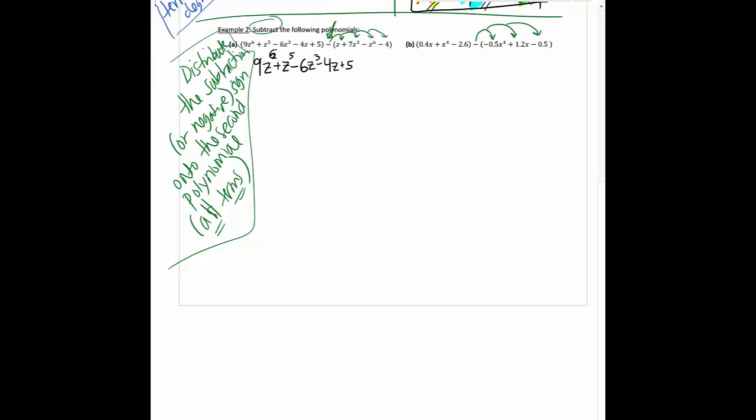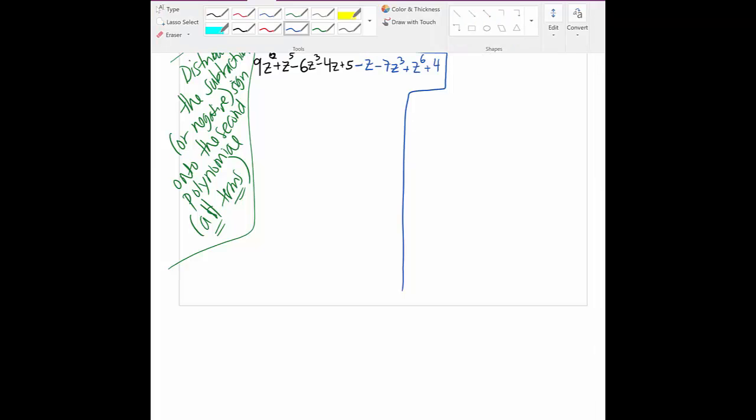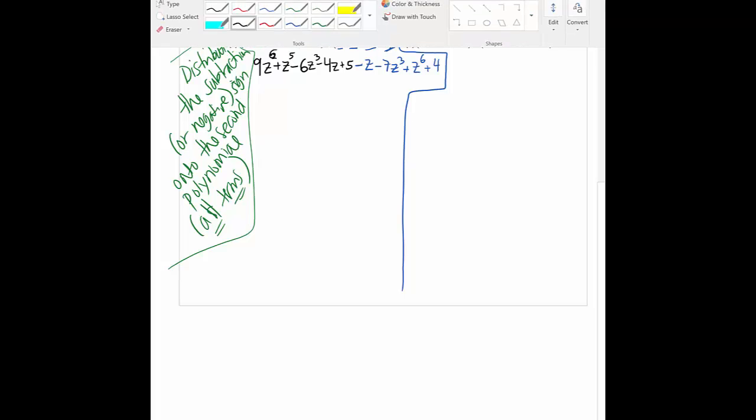Alright, now I got to be careful. I'm going to distribute this negative sign. The negative on the z will make it a negative z. The negative on the 7z cubed will make it a negative 7z cubed. The negative on the negative z to the 6th will be a positive z to the 6th. And the last term, it was a -4, but if I give it another negative, it'll become positive. There we go. So you just got to be careful to make sure all the signs in the polynomial on the right change since you're subtracting. And then I'll just be looking for like terms.